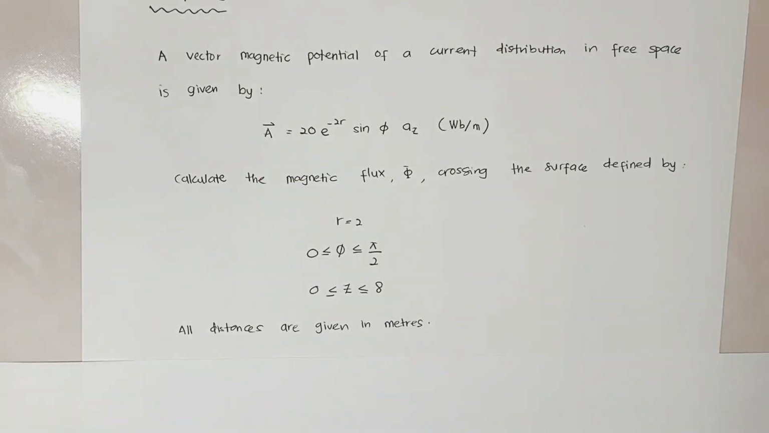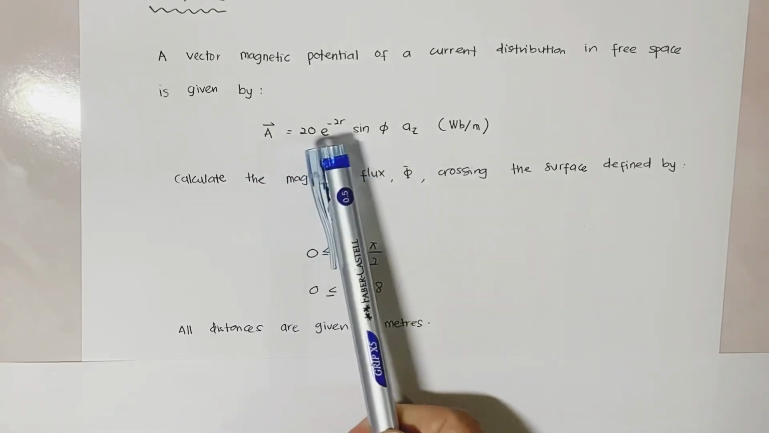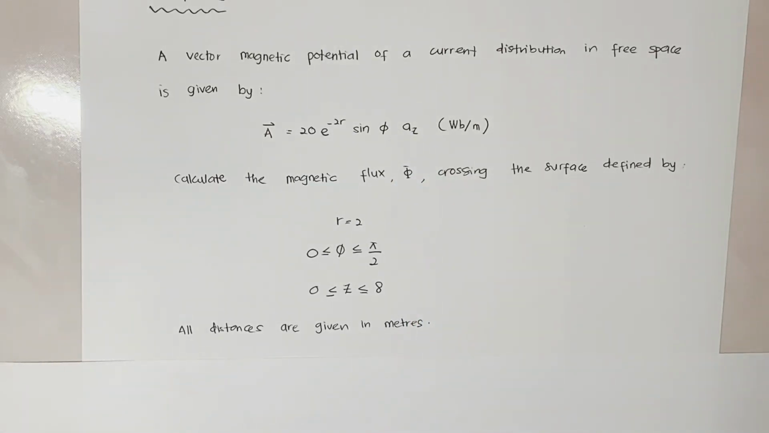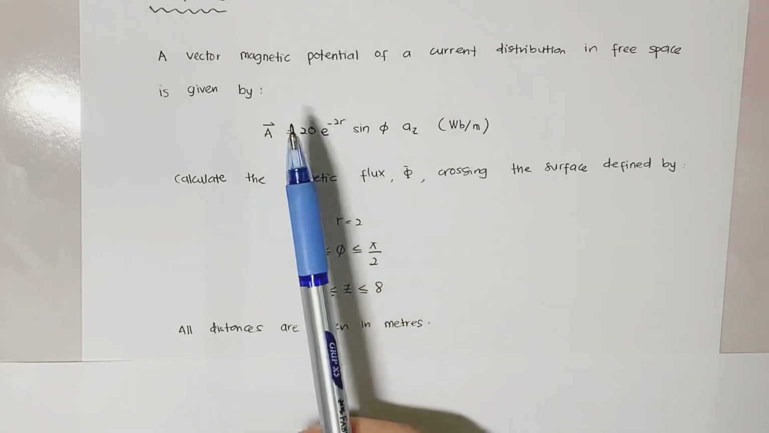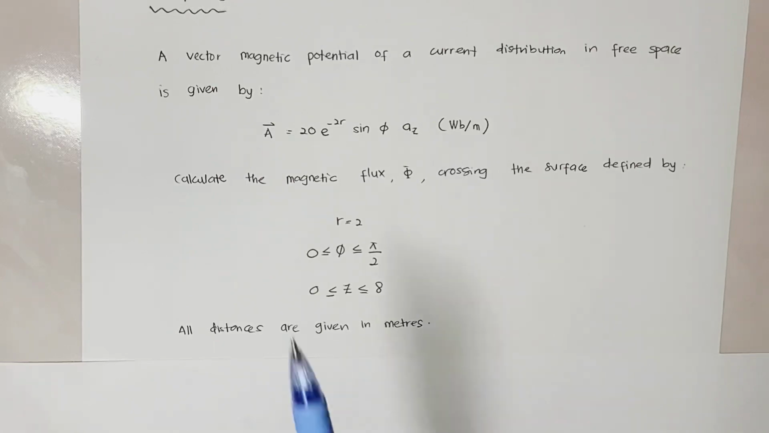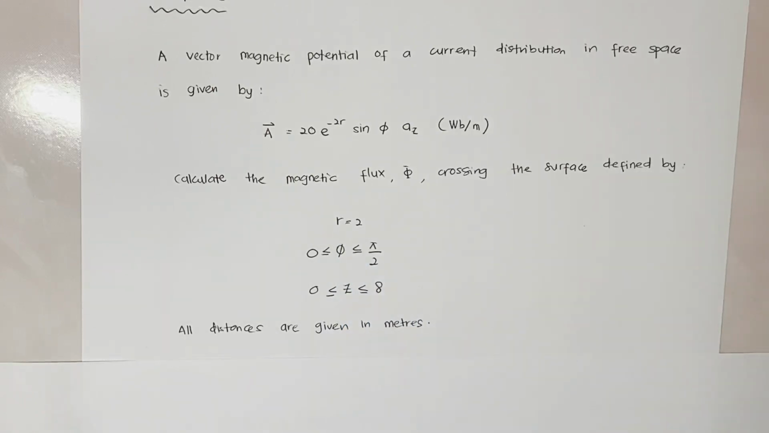Okay, the question is: a vector magnetic potential of a current distribution in free space is given by A equal to 20 exponent negative 2R sin phi AZ Weber per meter. So given the magnetic potential, A is the magnetic potential, and then you need to calculate the magnetic flux crossing the surface defined by R equal to 2, phi between 0 to pi over 2, and Z between 0 to 8. All distances are given in meters.